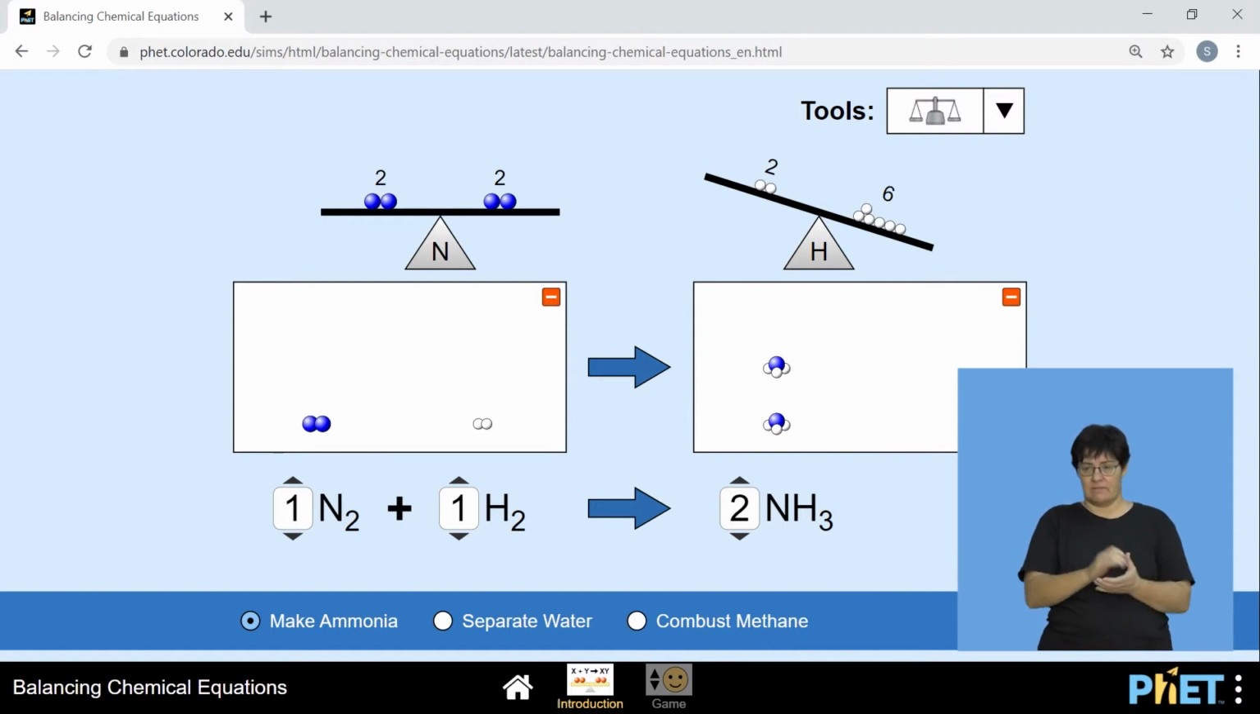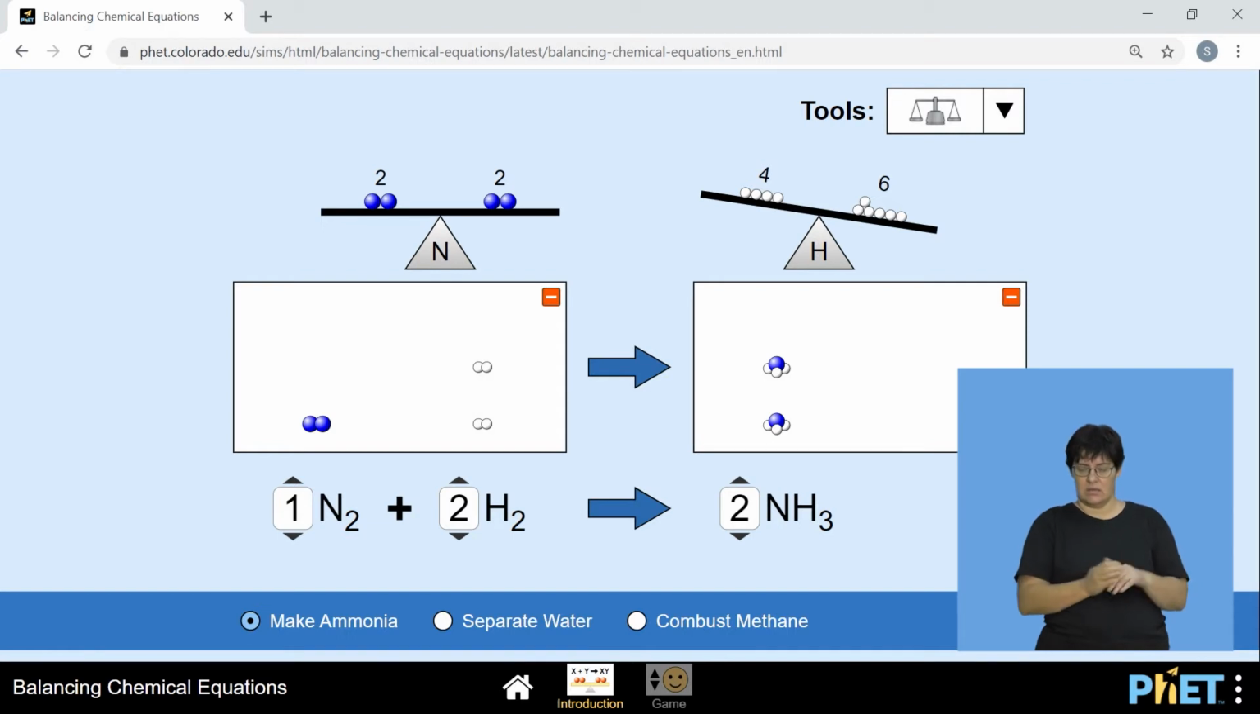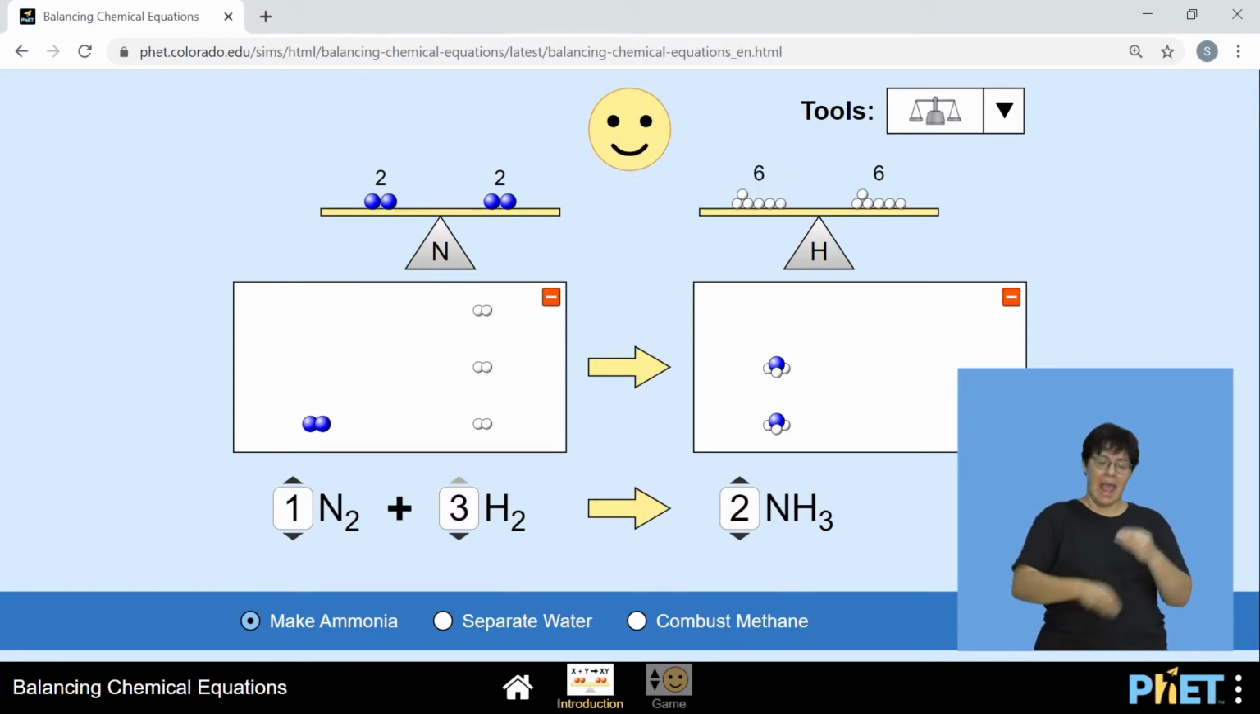Now let's include another molecule of hydrogen. Is the balance there? Have we achieved balance? Definitely not. Why? On the left we've got 4. On the right we've got 6 atoms, okay? Or moles, let's use the mole. So for us to balance that, we need to include another one. Now, there's a happy face, okay?